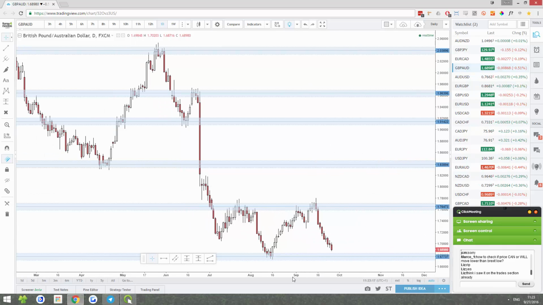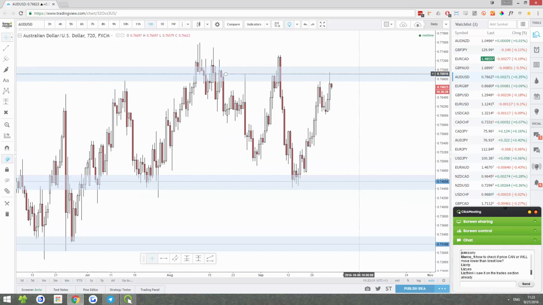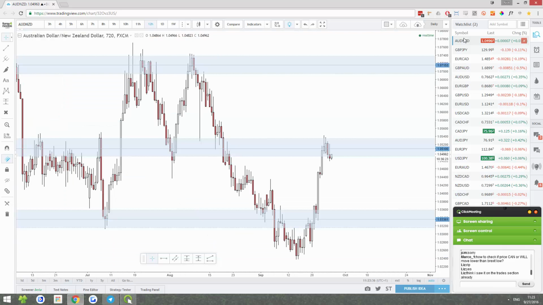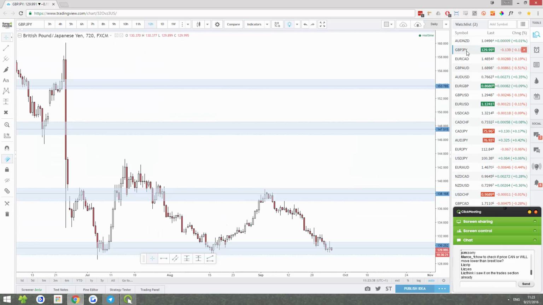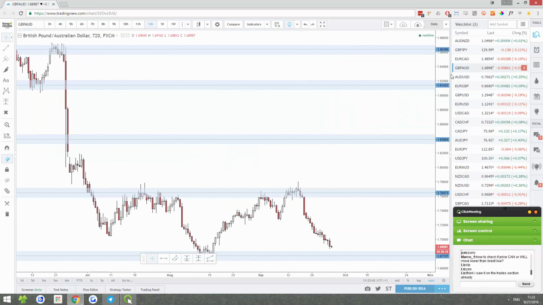GBP AUD, the only reason I have GBP AUD up here is because it's approaching this strong area of support, and the strong area of support is something I want to keep a close eye on. But right now there's no actual setup there. So, potential setup on AUD New Zealand, potential setup on GBP JPY, potential setup on Euro CAD, and keep a close eye on support on GBP AUD. That support area is the 167.80.